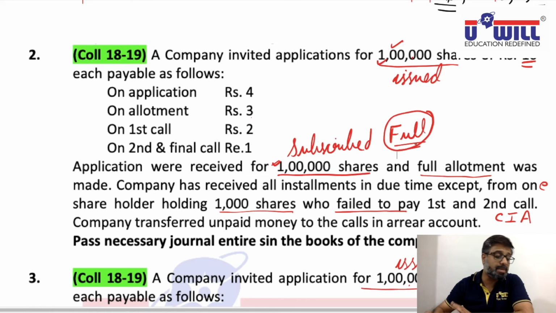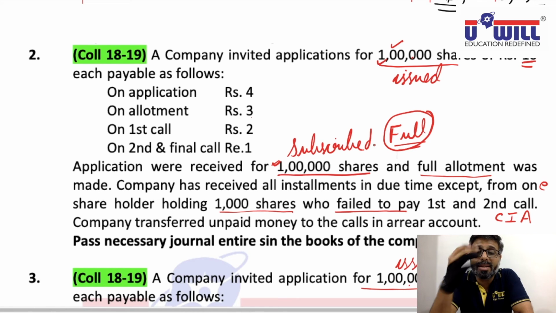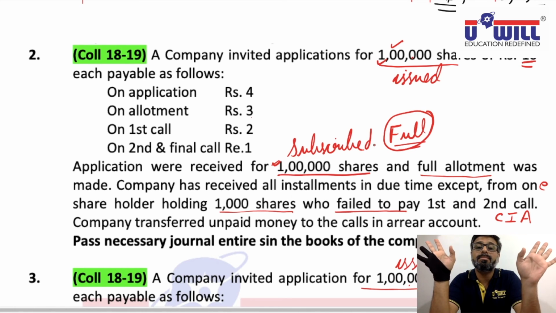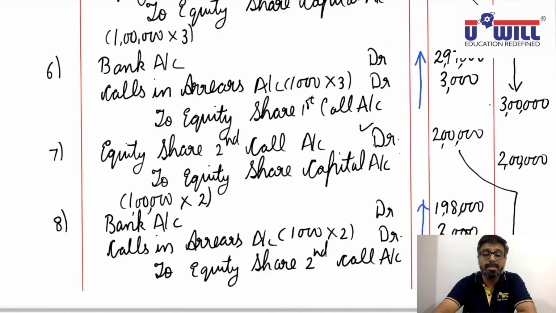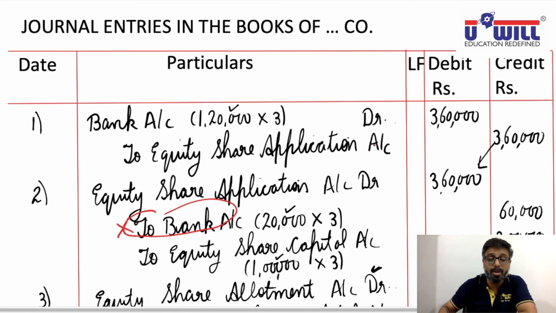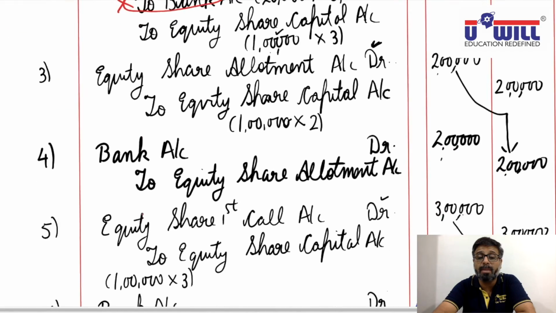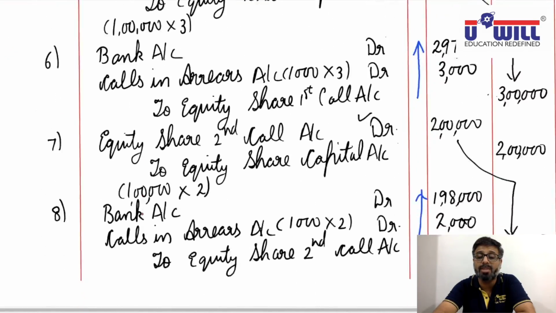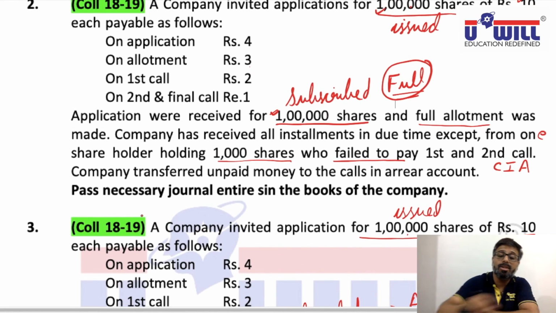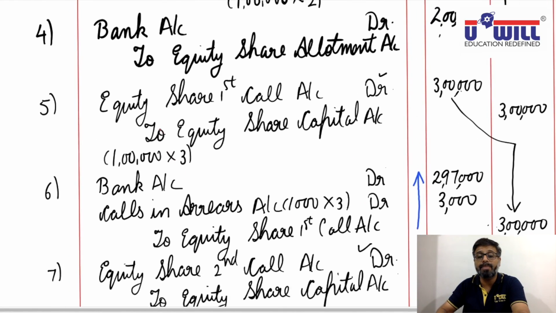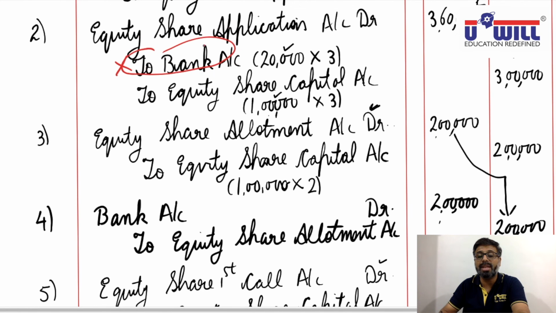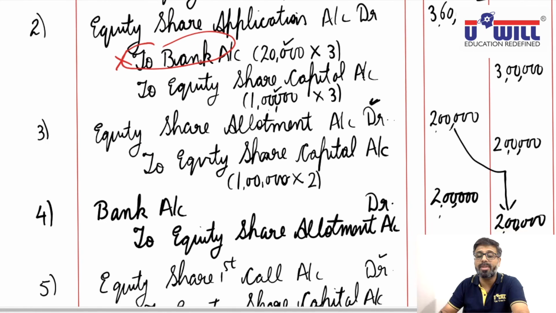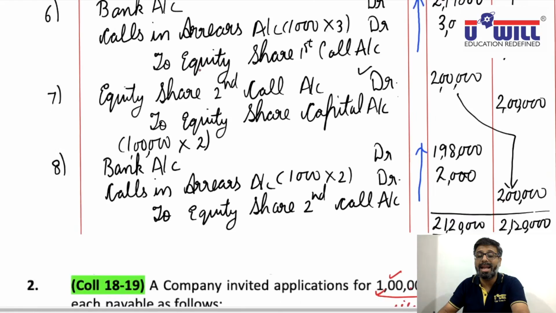Now full subscription means easier question. From first to last, all entries 1 lakh shares. No refund. Okay, that means this refund of bank account will not come here. You can see I've crossed it here. Refund of bank account in this next question will not come, and from the beginning first entry to the last, all entries will pass simply with 1 lakh shares. So your second entry without 2 bank account will simply become equity share application to equity share capital. 2 bank will not come. Okay, and all entries with 1 lakh shares. And full allotment was made, obviously. It's full subscription, so you have to make full allotment.